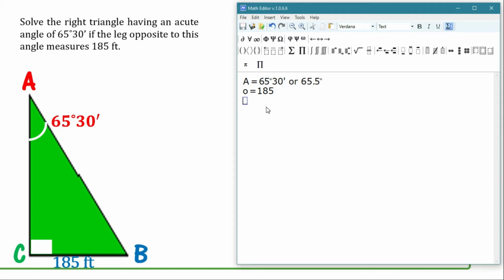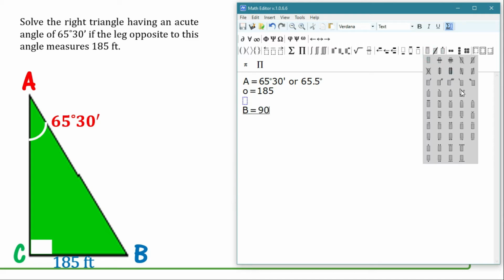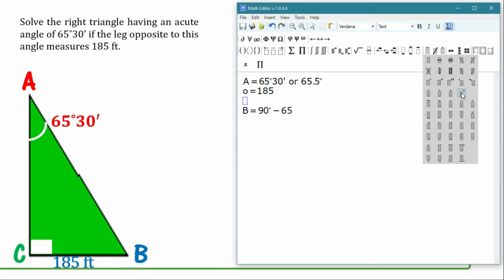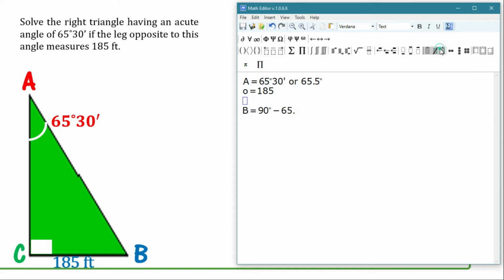Okay? So, para ma-solve natin yung other parts of the right triangle, unahin lang natin yung pinaka-madali or mas madaling paraan or mas madaling hanapin. Okay? Since we are already given a right angle and an acute angle which measures 65 degrees and 30 minutes, pwede natin kunin si angle B. So, para makuha natin si angle B, ang gagawin natin is to deduct 65 degrees and 30 minutes from 90 degrees. So, that is 90 degrees minus 65.5 degrees. Or pwede naman 65 degrees and 30 minutes kung gusto ninyo.